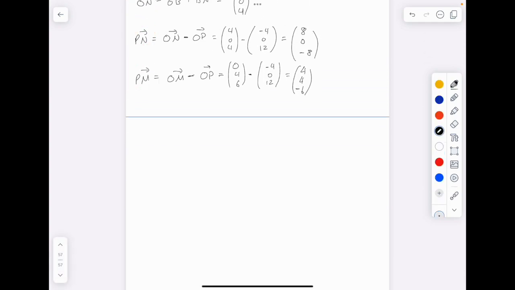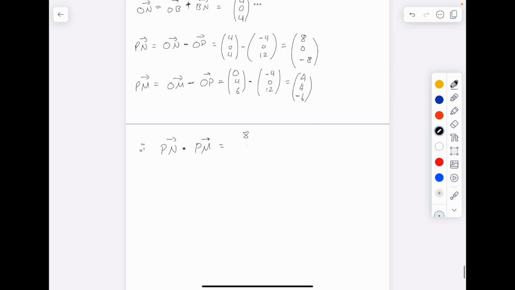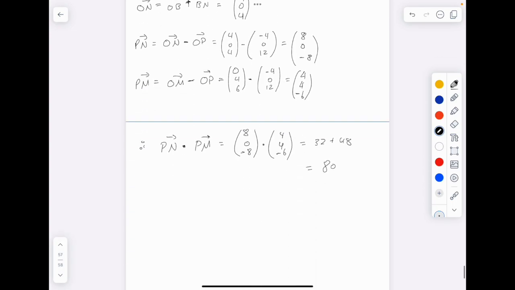Right, so I can say fine. Therefore, PN dot PM is (8, 0, -8) dotted with (4, 4, -6), which equals what? 8 times 4, 32. 0 times 4 is 0. Negative 8 times negative 6, well, that's going to give you 48. So therefore that equals 80.